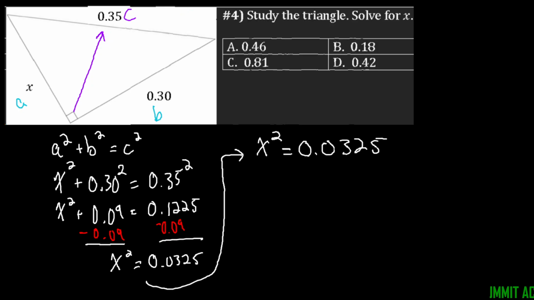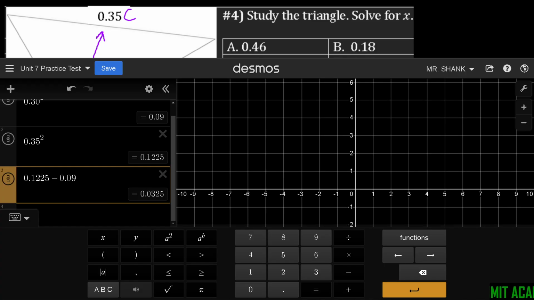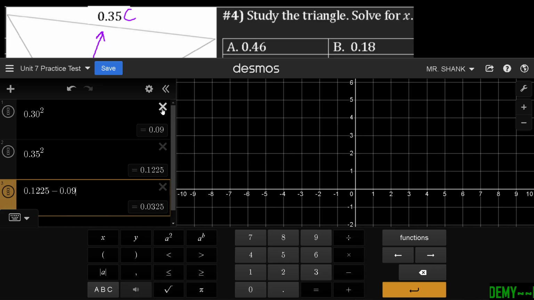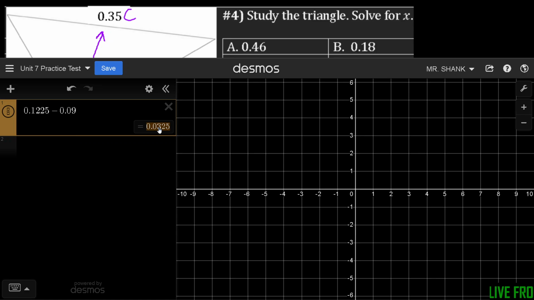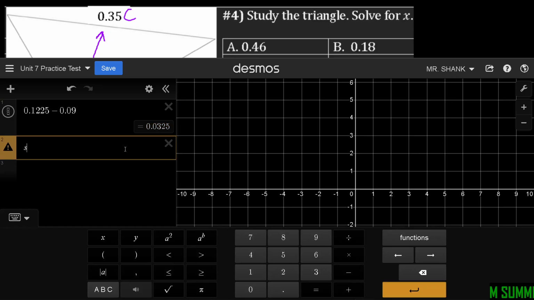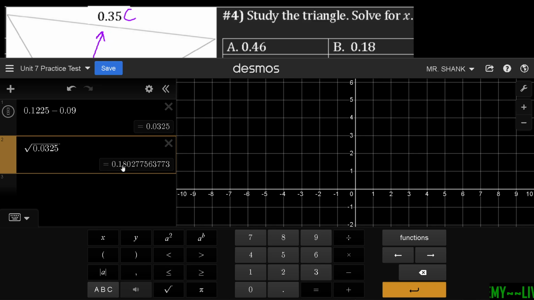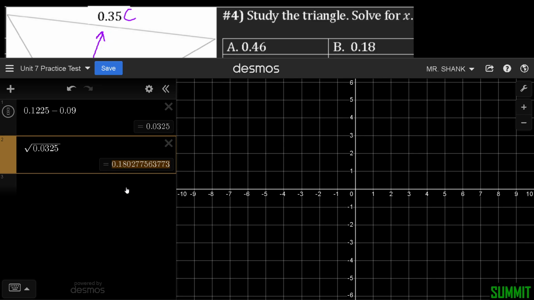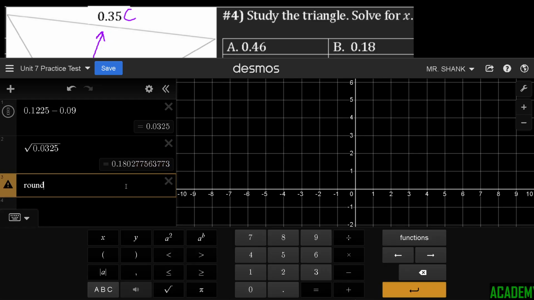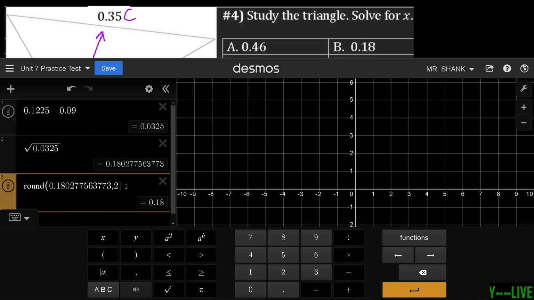So what I'm going to do, take the square root of both sides to be able to get rid of that exponent. So I'm going to say, all right, take a square root. Let me pull up my calculator again. I'm going to take a square root of this number, so I'm going to copy, hit the square root button, paste my number in. There's my value. And like I said before, I looked at my answers and all my answers are in the second decimal place, so I'm going to say round, parentheses, paste, comma, 2. And I could say, hey, it's about 0.18.